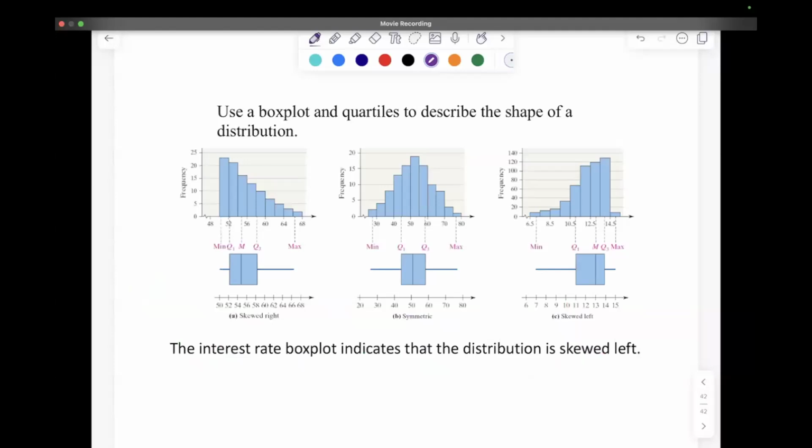And then the skewed left one over here: my median is not super centered, and my left whisker is longer. You can get an idea of the shape of the distribution by looking at the box plot.